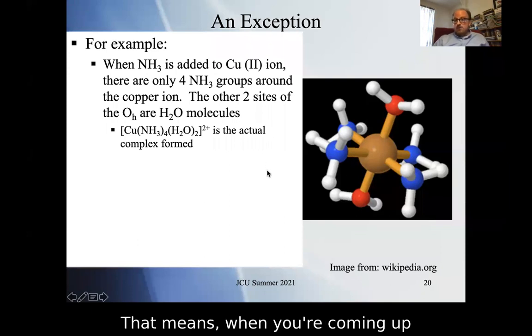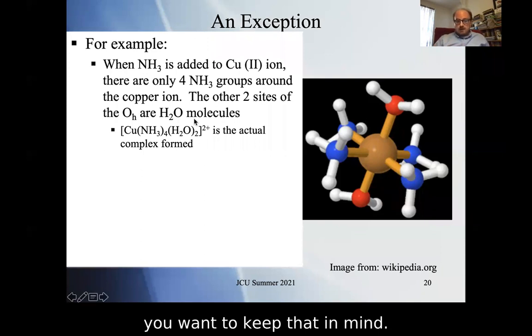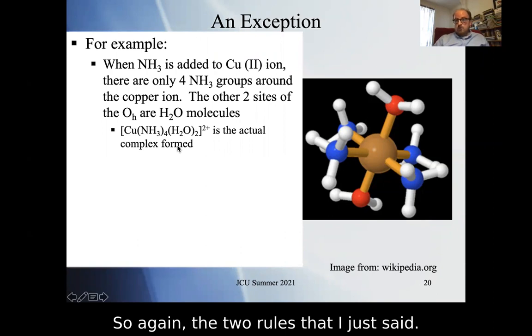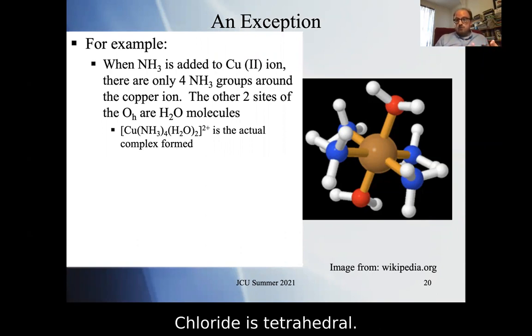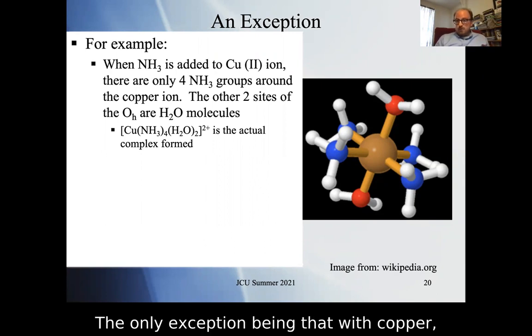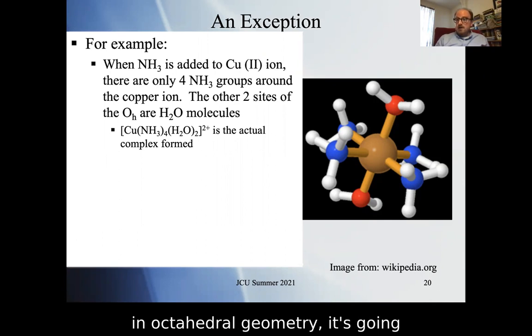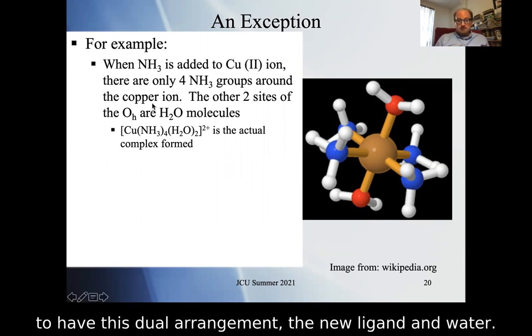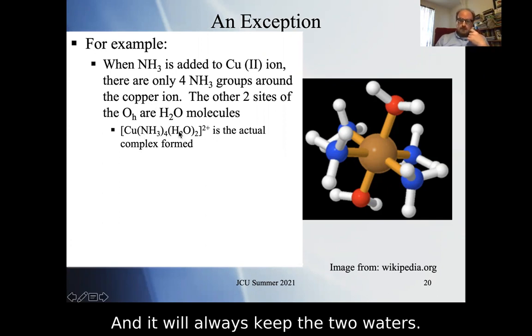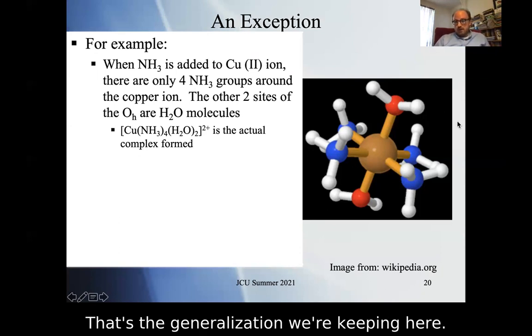Now, that means when you're coming up with a formula for copper complexes, you want to keep that in mind. So again, the 2 rules that I just said: chloride is tetrahedral, everything else is octahedral. The only exception being that with copper, in octahedral geometry, it's going to have this dual arrangement, the new ligand and water, and it will always keep the 2 waters. That's the generalization we're keeping here.